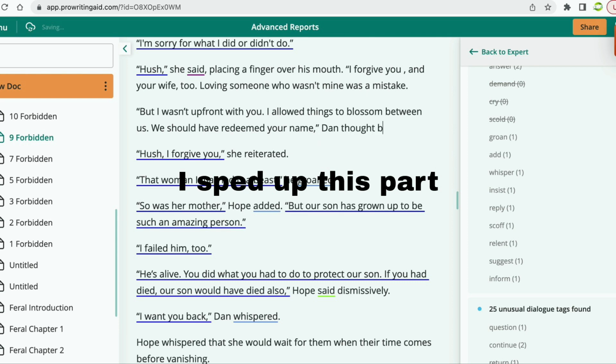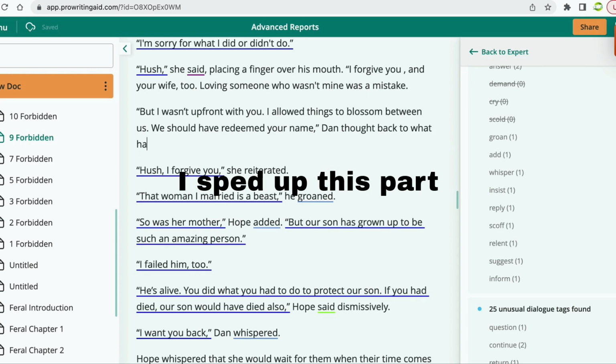"Stan thought back to what had caused, what's this chick's name? Hope? To become an outcast from the tribe." So that hopefully will trigger the memory in the listener and reader, like, oh yeah, she got kicked out because of XYZ, right? Okay, done. This is another bad one. "Hush, I forgive you." She retaliated, reiterated, which is great, but no.